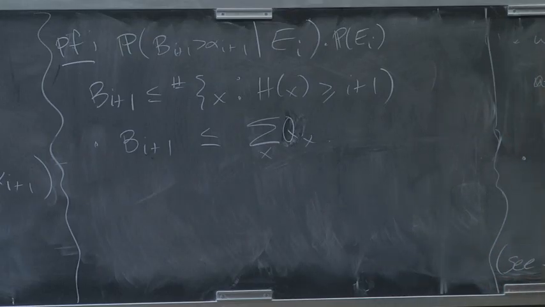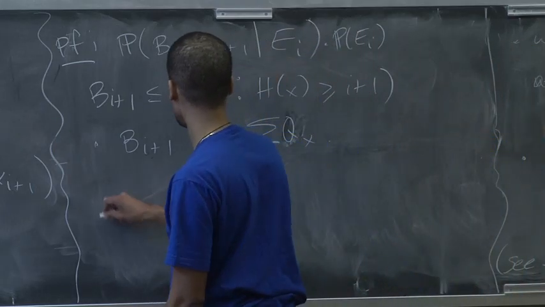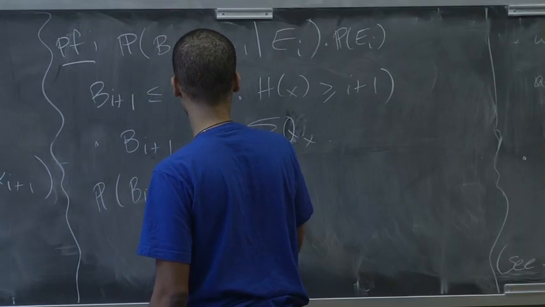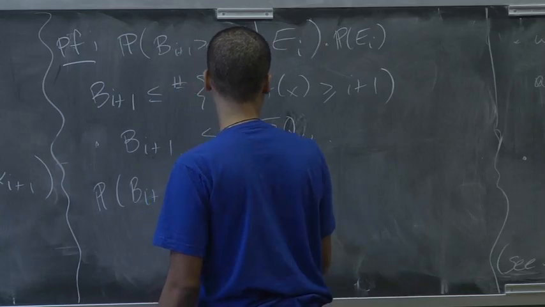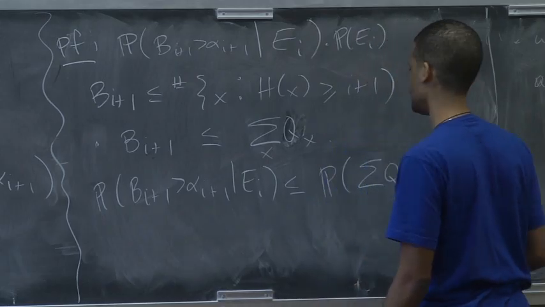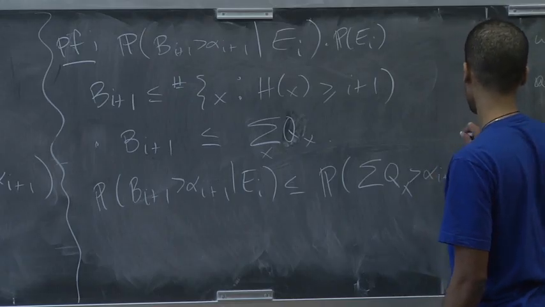So certainly now what I've shown is that the probability that b_{i+1} is bigger than alpha_{i+1} given E_i is at most the probability that the sum over the q_x's is bigger than alpha_{i+1} given E_i.